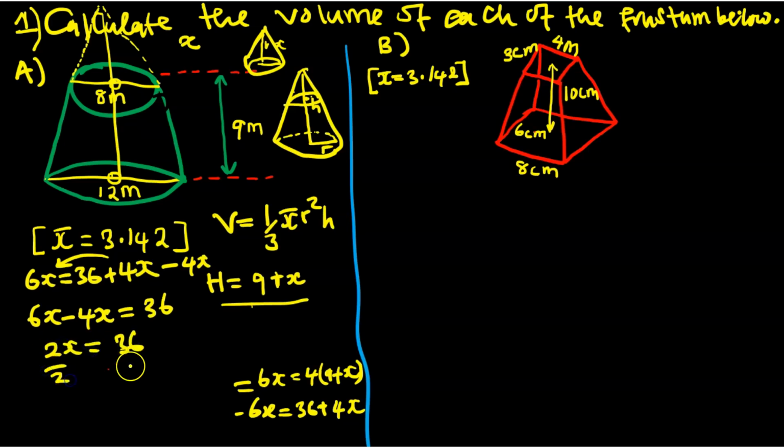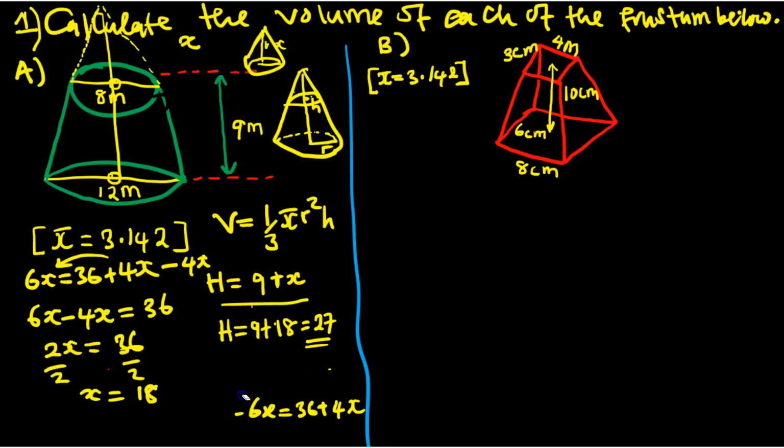Finding the value of x, we divide by 2. So therefore x is equal to 18. We found 18 as x. So this x is the small height, the small height h. Then for us to find the big height, we add x. So the big height is equal to 9 plus 18, and this gives us 27.